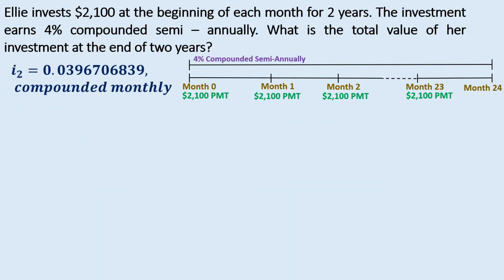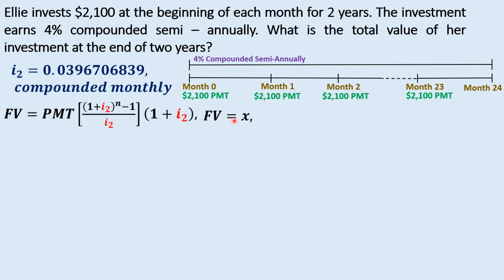Now that we have calculated a monthly compounded interest rate, all that is left for us to do is to use the future value equation and substitute in the variables for it. So let's go ahead and list out the variables and the unknowns. To begin with, we don't know the future value. That's what we're trying to calculate.